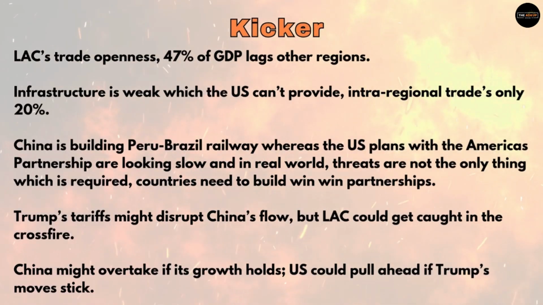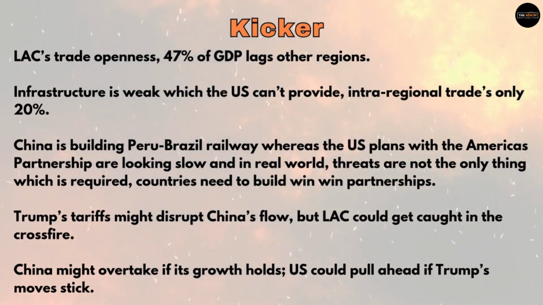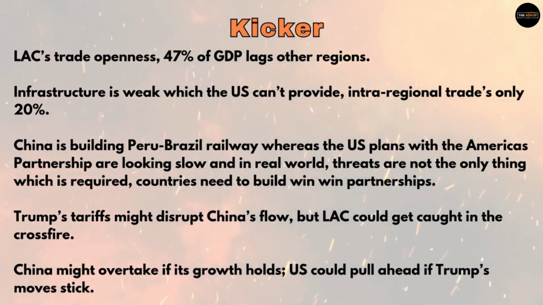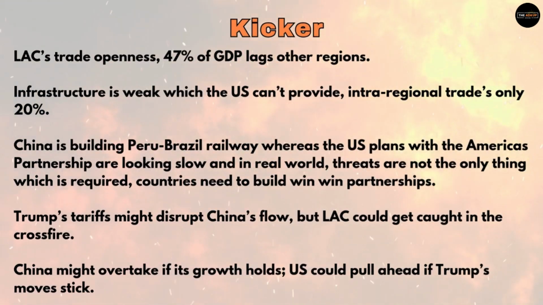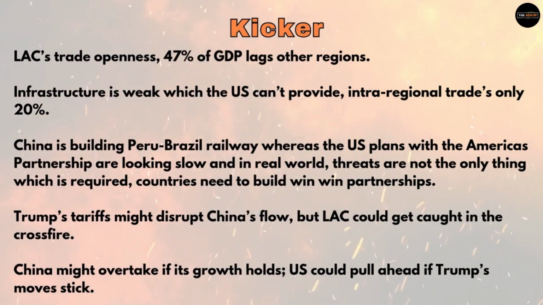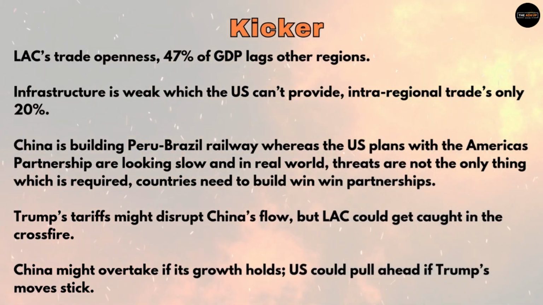Here's the kicker. LAC's trade openness, 47% of GDP, lags other regions. Infrastructure is weak, which the US can't provide. Intra-regional trade is only at 20%. China is building the Peru-Brazil railway, whereas US plans with America's partnership are looking slow, and real-world threats are not the only thing required. Countries need to build win-win partnerships. Trump's tariffs might disrupt China's flow, but LAC could get caught in the crossfire.